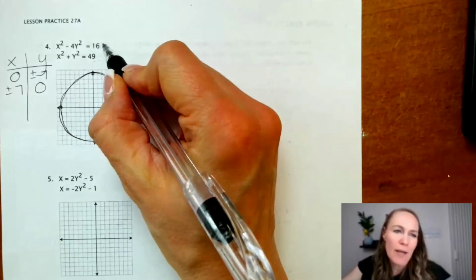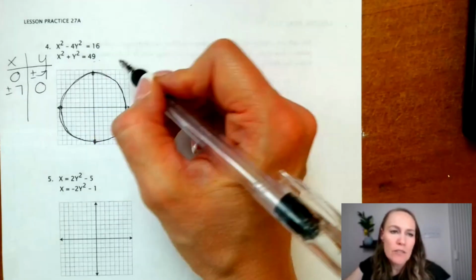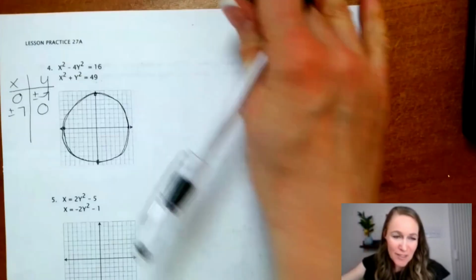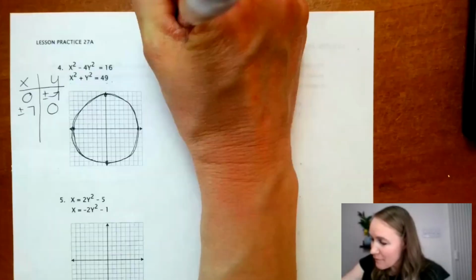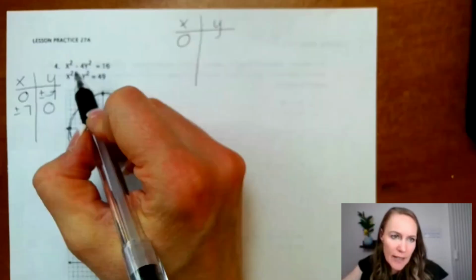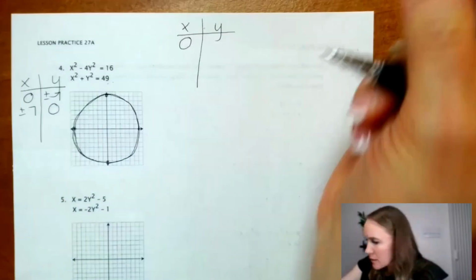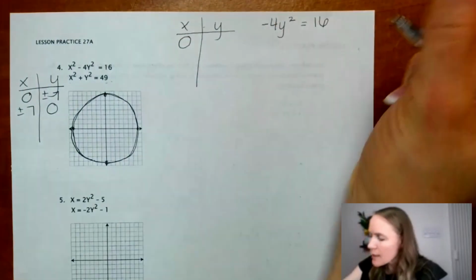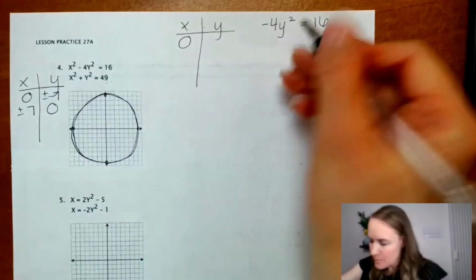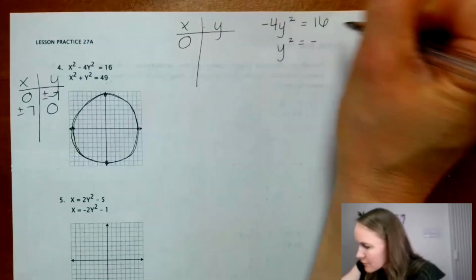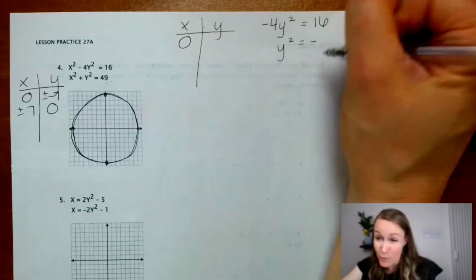Okay, let's go ahead and graph the hyperbola here. Okay, so we're going to use our XY table, and I'm going to get more room for myself. I have my extra paper just in case, but let's plug in 0 for x. What do we get for y? So I have negative 4y squared equals 16. I have to divide by negative 4 on both sides, I have y squared equals negative, right, 16 divided by negative 4 is negative 4.